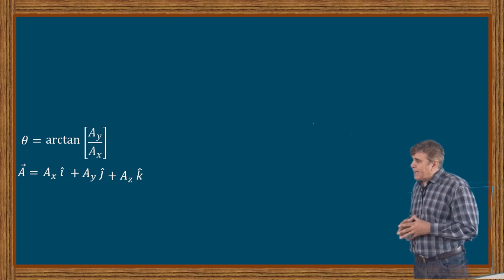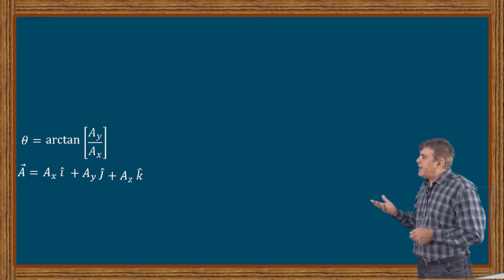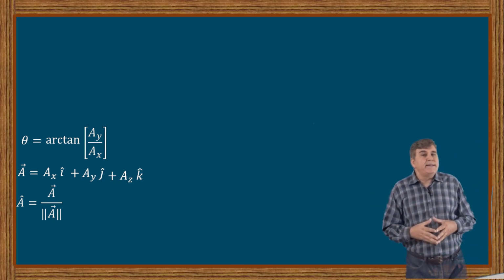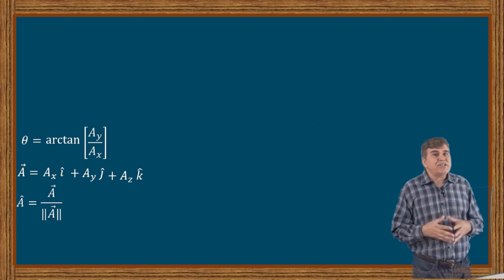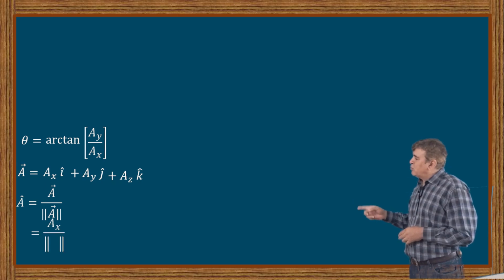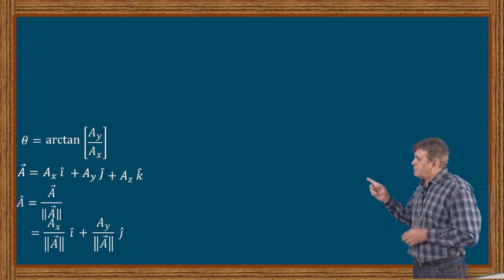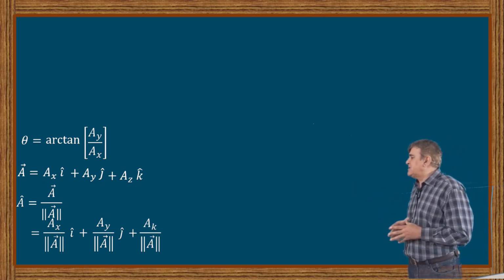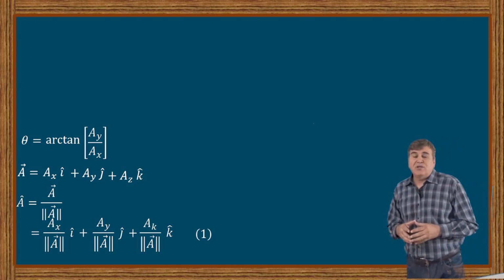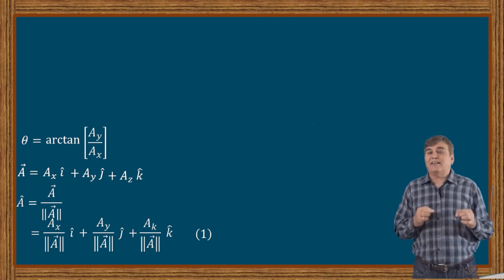With that information in hand, we can find a unit vector in the direction of A, which is defined by A hat equals vector A divided by its norm. Using this relation, we can write the unit vector as a sub x divided by the norm of A times unit vector i plus a sub y divided by the norm of A times unit vector j plus a sub z divided by the norm of vector A times unit vector k. I call this equation 1. Equation 1 is in fact a unit vector in the direction of vector A.